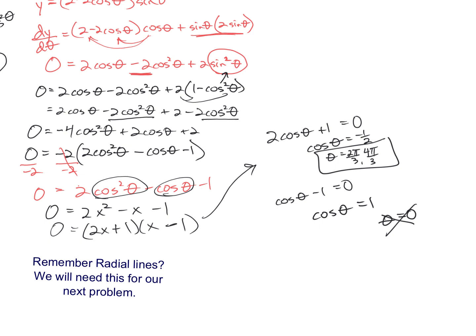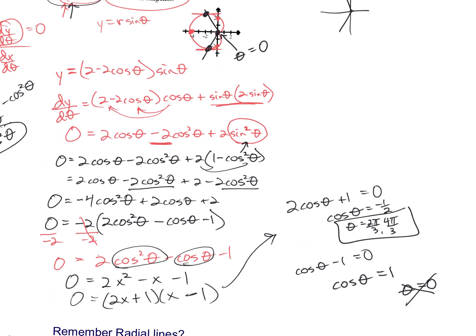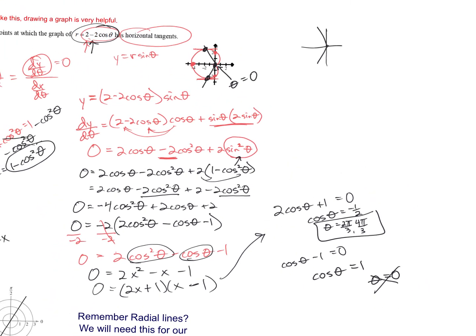Now we're not done, because we're finding the whole points, and so it's like when we have xy points, we have to plug it back into the original function. So remember, our original function is up here. So we have to plug in r is equal to 2 minus 2 cosine of theta. You want to plug in when theta equals 2 pi thirds, and we get r is equal to 2 minus 2 cosine of 2 pi thirds.